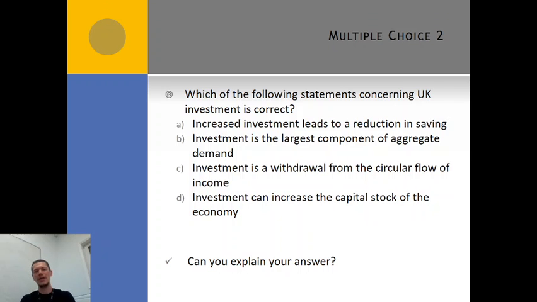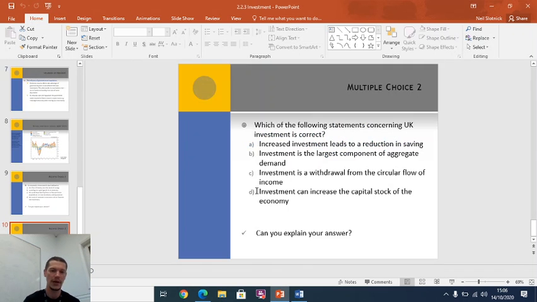Weird one. Increased investment leads to a reduction in saving. But don't forget that firms can take loans to fund their investment. So you could be investing, but you could also be then doing more investment with loans and still saving profit. Okay, for me, D is the correct answer. Investment can increase the capital stock of the economy because firms are building new premises, buying new machines, etc., etc. Okay, there you go.